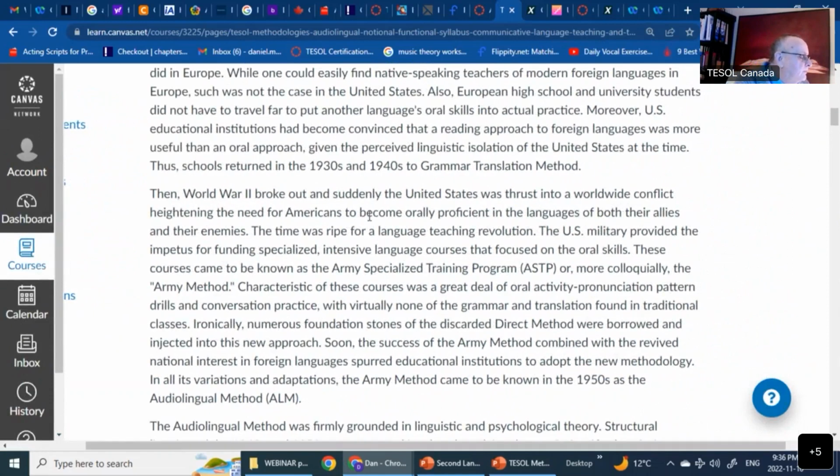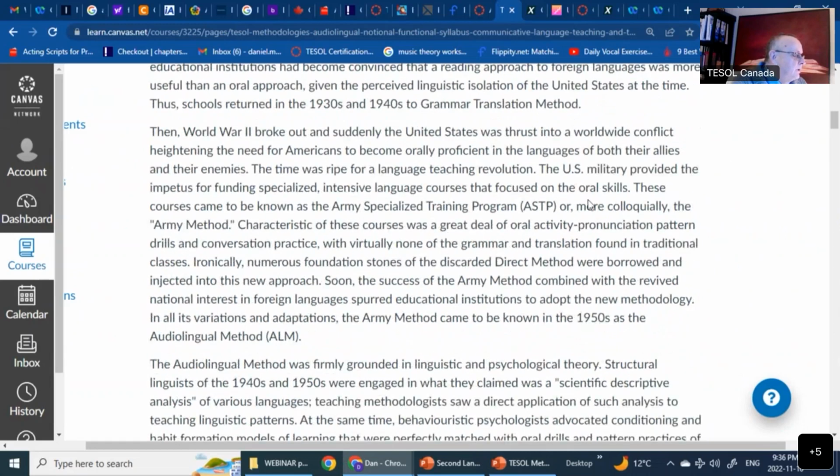So it was necessary for the American soldiers to become orally proficient in the language of both their allies and their enemies. The time was ripe for a language teaching revolution. The U.S. military provided the impetus for funding specialized intensive language courses that focused on these oral skills. These courses came to be known as the Army Specialized Training Program, ASTP, or more colloquially, more commonly, the Army method.